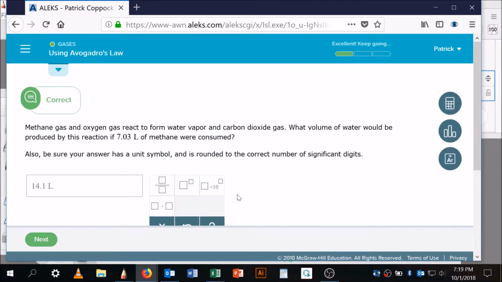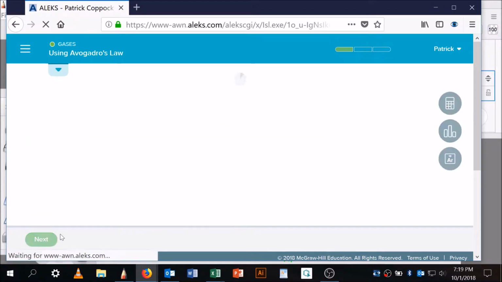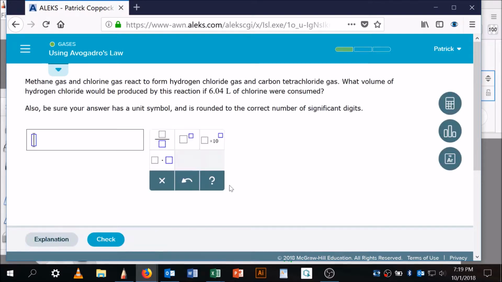This would be a good stopping point though. If you feel like you understand this, then go ahead and cut it off. Or it might be good to go back and recalculate that last one without the video and then watch the video again because you need the practice. All right, practice is where it's at. All right, so let's do a different problem.